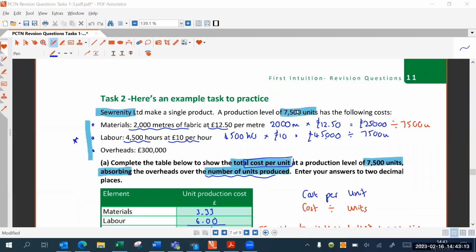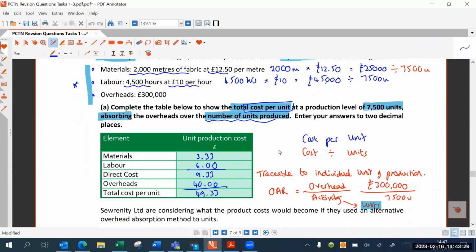Hello, this is Anne. I'm just back with you to run through an error that I noticed in task number 2 of our revision questions. So this is on page 11, as you'll see, and we'd made our way through the first part A here. All of this is fine.